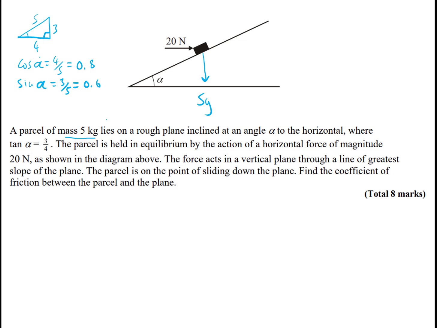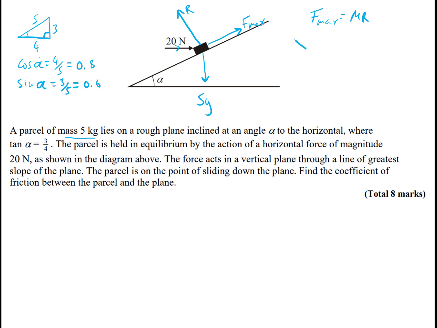Right, so let's read this question. It's held in equilibrium by the action of a horizontal force of magnitude 20 newtons. The force acts in a vertical plane through a line of greatest slope of the plane. The parcel is on the point of sliding down the plane. Find the coefficient of friction between the parcel and the plane. So that's where we can use F max equals mu r. So we're going to have friction because it's about to slide down the plane, so F max is acting this way. We need a normal reaction acting perpendicular to the plane, and we have 20 newtons going that way.